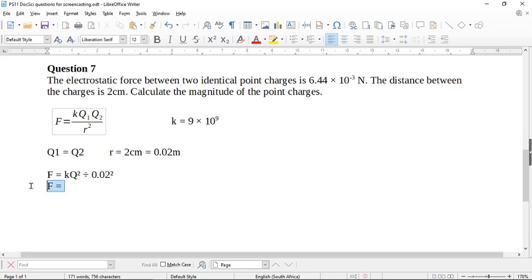We had the force here, they told us the force, so I should have inserted this force already. So 6,44 times 10 to the negative 3 equals this value, 9 times 10 to the 9, that is K, times Q squared. Typing in this thing is a pain. Divided by 0,02 squared.